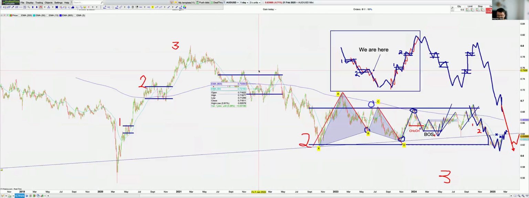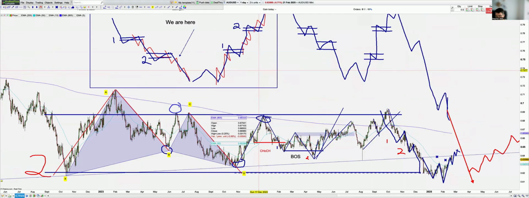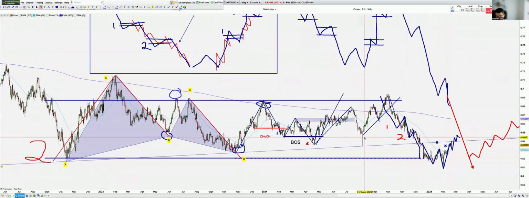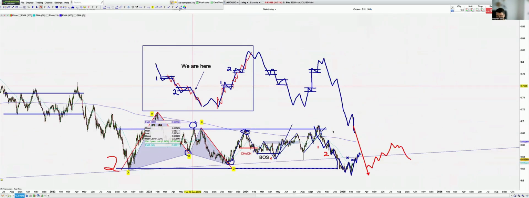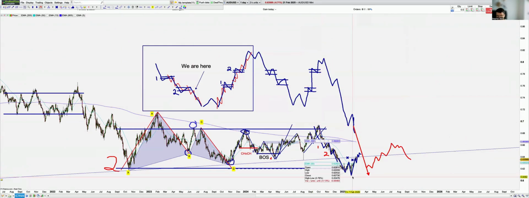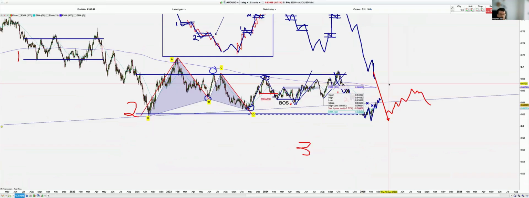Big picture, mega bear. Need to wake up for this. This has reacted off that ascending trend line. Where are we in the market cycle? We're here, expecting level 3 to drop. This could be the first push of level 3, which I anticipate it is, and that's indicating a very strong dollar.